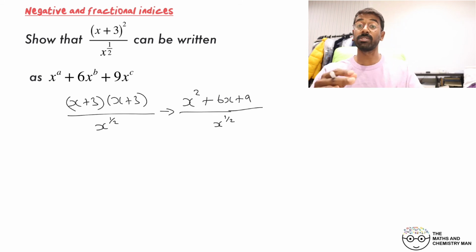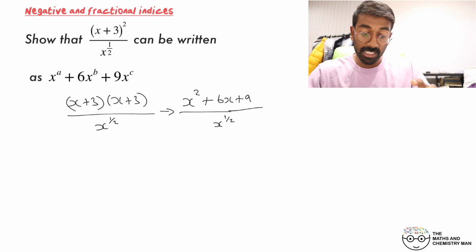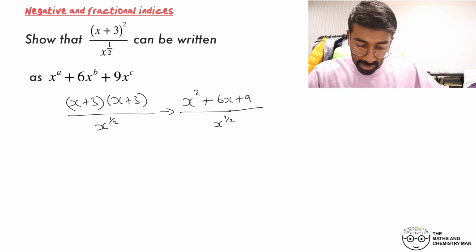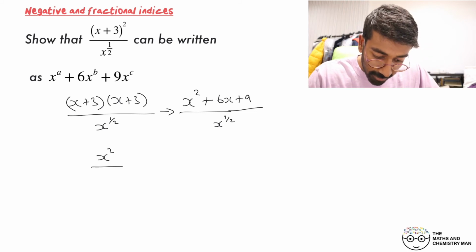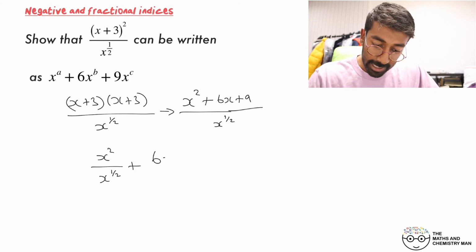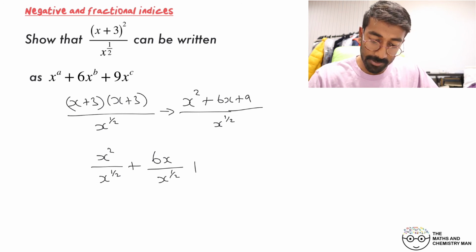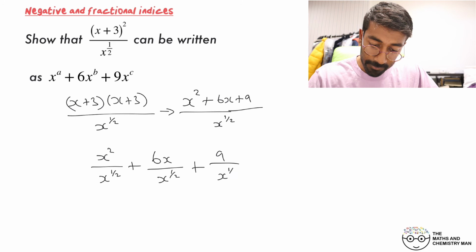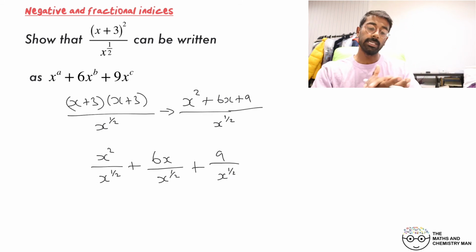Now what should we do? Last time we split it into 2 fractions. This time let's split this up into 3 fractions, okay? So we'll have x to the half on the bottom here and x squared on the top, and then 6x on the top, and then x to the half on the bottom, and then 9 over x to the half. There we go. Right, this is good.